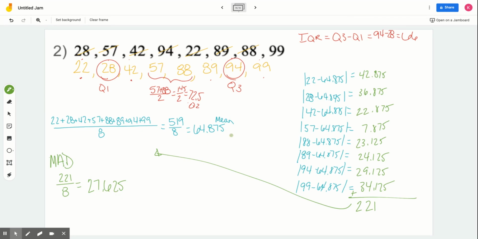So what this is saying is this is the average of our data. This number is the average distance away from the data. So how far apart are they all spread?